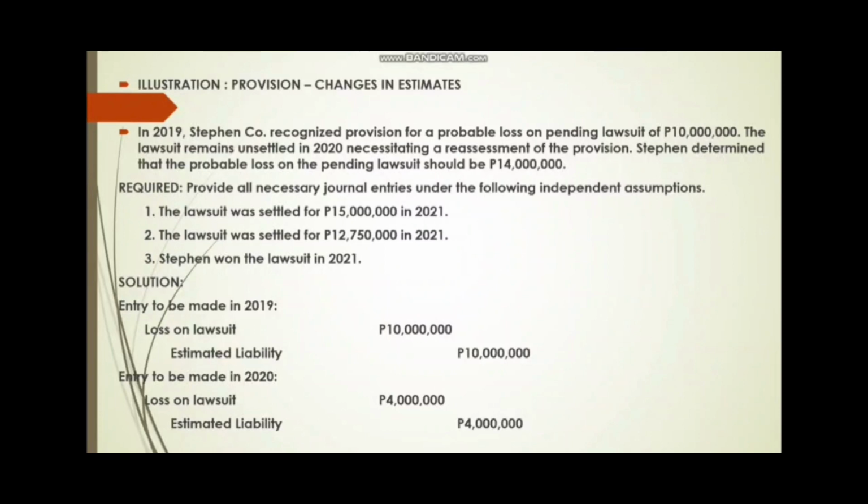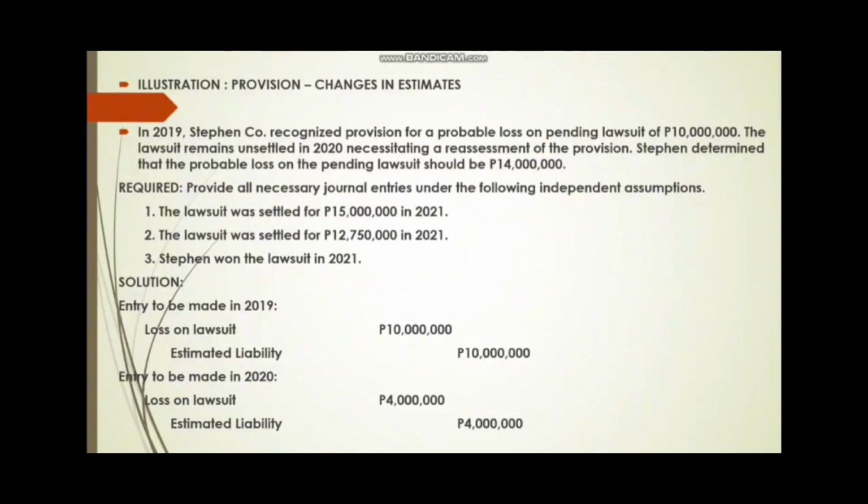In 2019, Stephen Co. recognized provision for a probable loss on pending lawsuit of 10 million. The lawsuit remains unsettled in 2020, necessitating a reassessment of the provision. Stephen determined that the probable loss on the pending lawsuit should be 14 million. Required, provide all the necessary journal entries under the following independent assumptions. 1. The lawsuit was settled for 15 million in 2021.